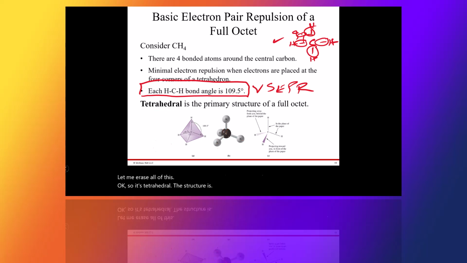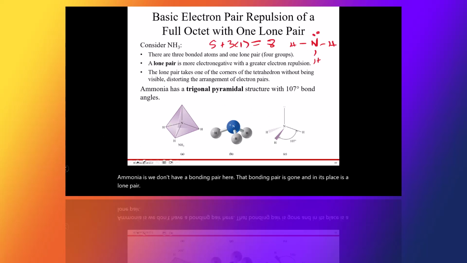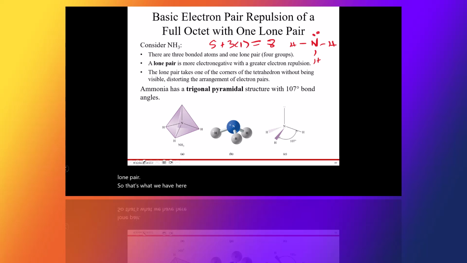But what's different about this than ammonia is we don't have a bonding pair here. That bonding pair is gone. And in its place is a lone pair. So that's what we have here with ammonia. There's a lone pair.